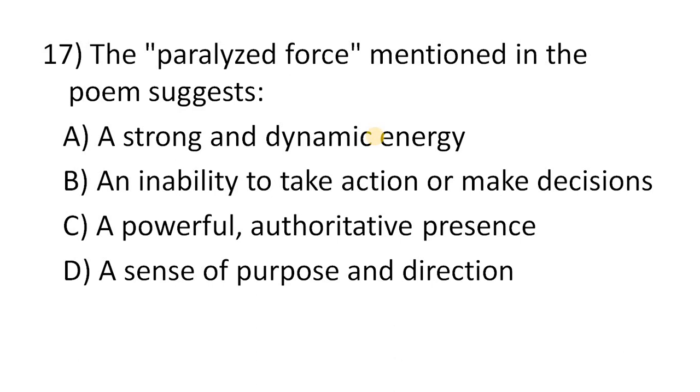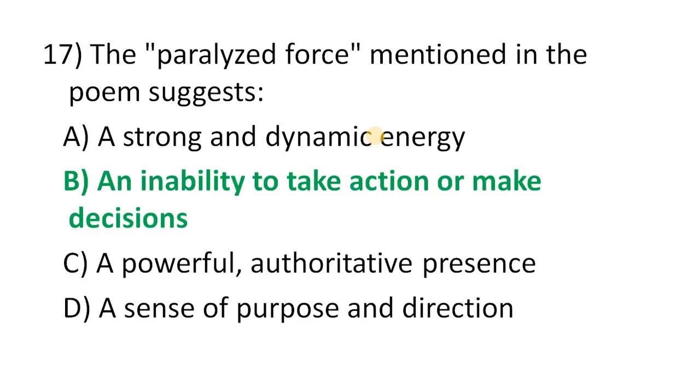17. The paralyzed force mentioned in the poem suggests A. Strong and dynamic energy, B. An inability to take action or make decisions, C. A powerful authoritative presence, D. A sense of purpose and direction. And the correct answer is option B, an inability to take action or make decisions.